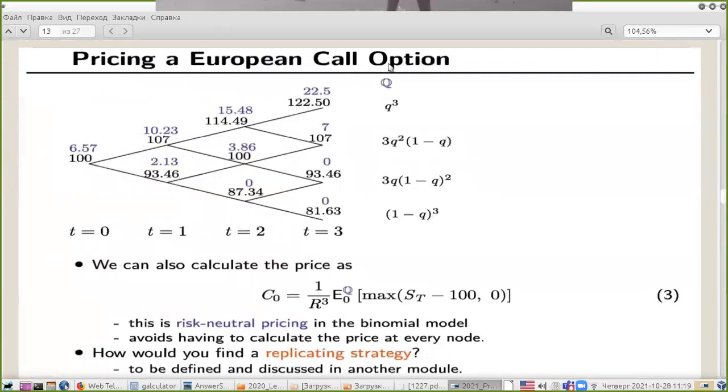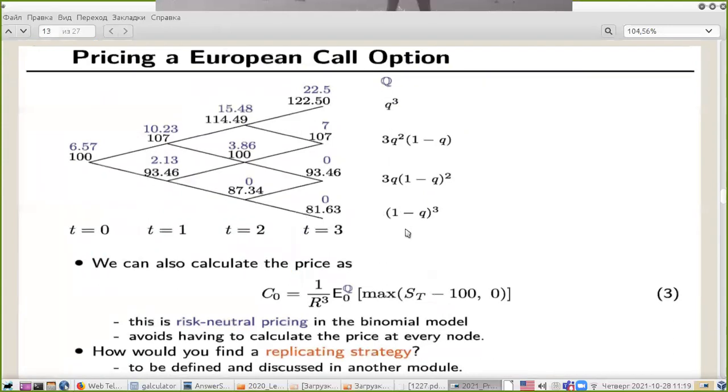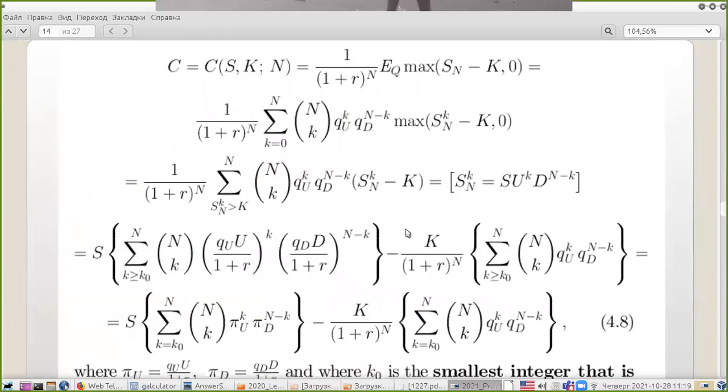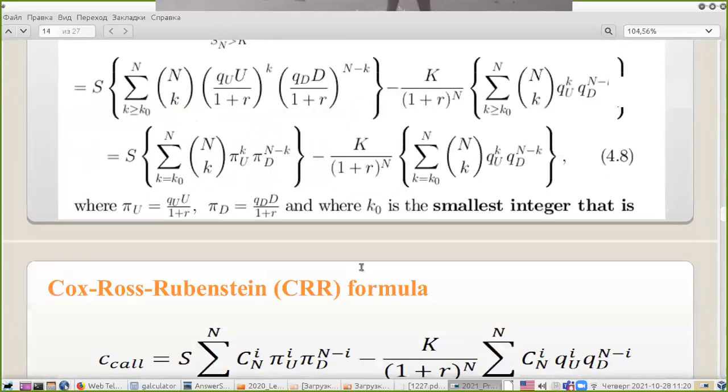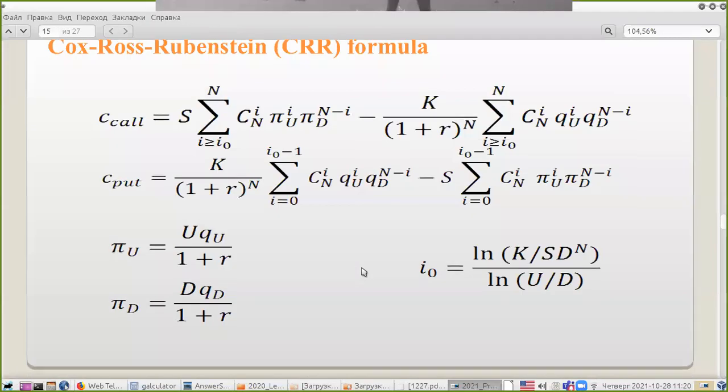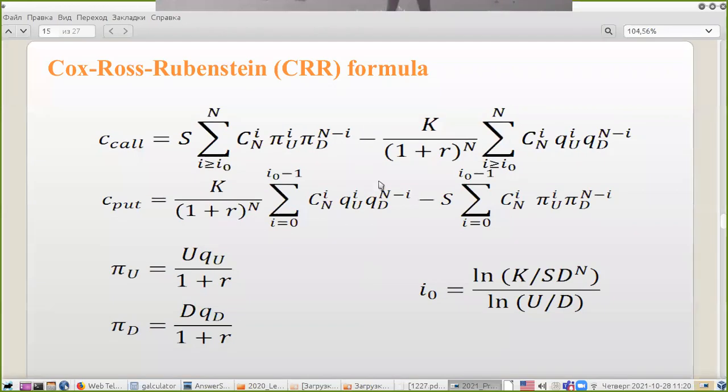The second way is only to multiply the value at the exercise time by the probability at the final time. And for this, we can get the Cox-Ross-Rubinstein formula. How can we use this formula? We can know QU, QD, PU, PD, and the index from this sum.